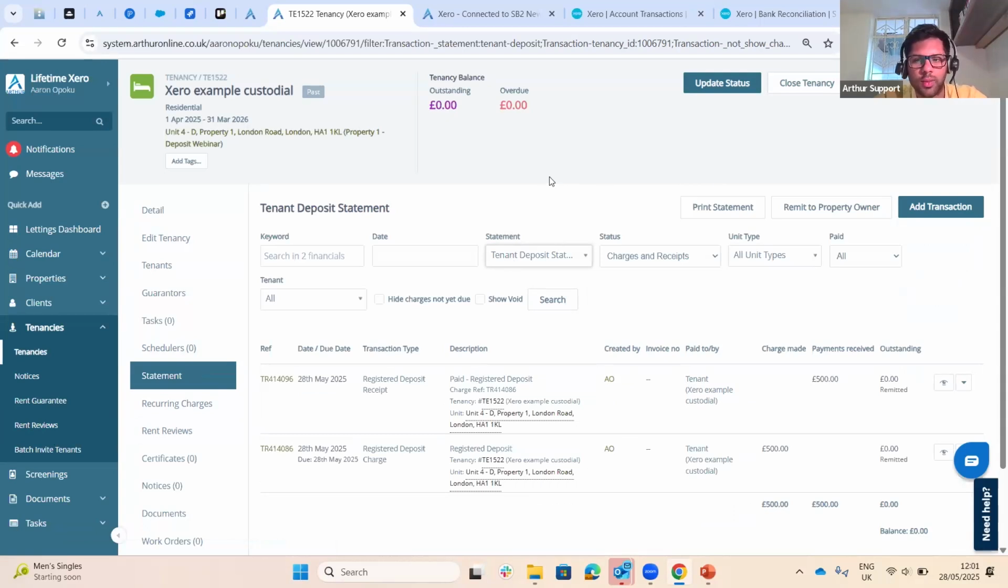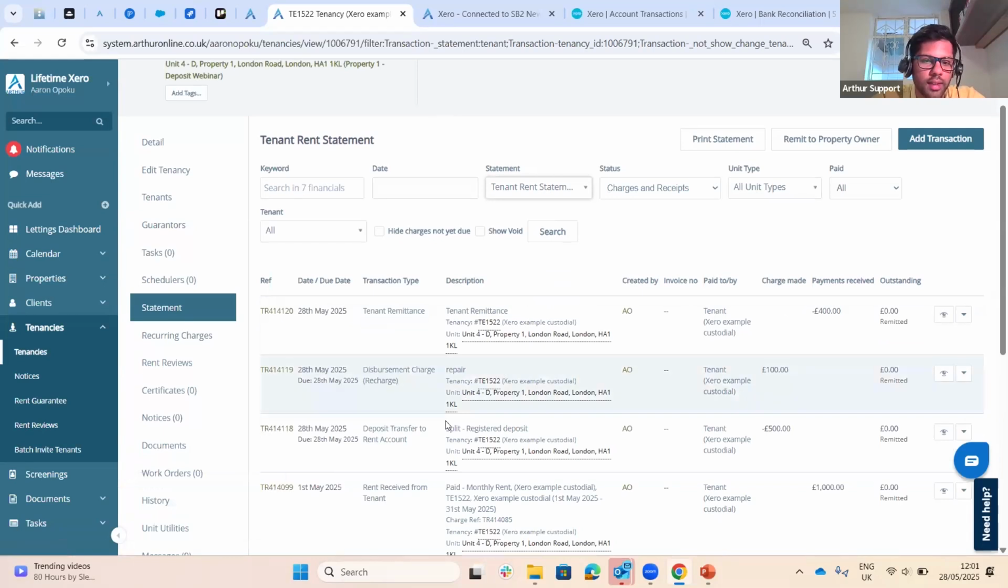If there are scenarios where, let's say someone's moving units, so you create a new tenancy record on Arthur, but you're transferring the deposit in the original tenancy to that new tenancy, what you can do in that case is this. You would have the deposit charge in the original tenancy, you would have the deposit receipt, but you wouldn't close the tenancy in the original tenancy because that would create this deposit transfer and also deposit refund, which you're not doing. You're not sending the deposit out.